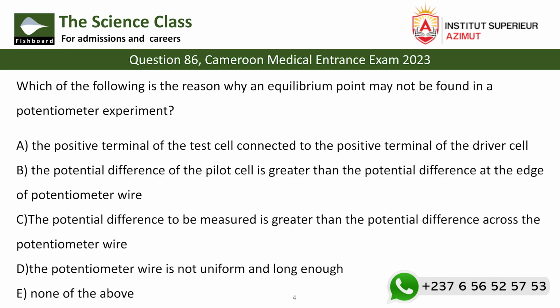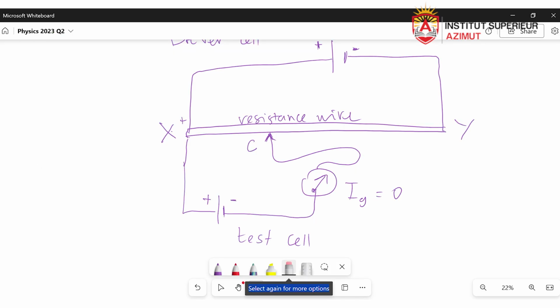So that sounds plausible. Imagine that we are sliding this C along XY. We are expecting the potential difference between X and the point C to progressively increase as C is getting closer to Y.